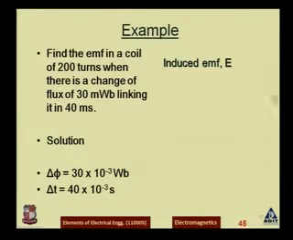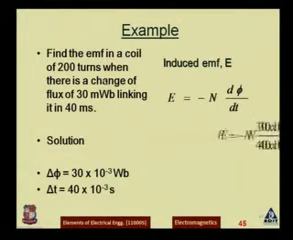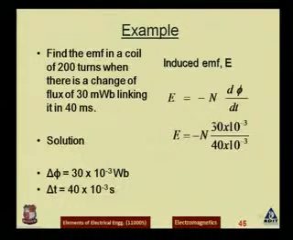Induced EMF E is equal to minus n d phi by dt. Now I know the value of d phi and I know the value of dt also. I also know the number of turns, n, it is 200 turns. So if I put these values in, I will get E is equal to minus 150. So if I have this circuit setup, I can generate 150 volts in the circuit. That voltage can be measured with the help of a voltmeter.